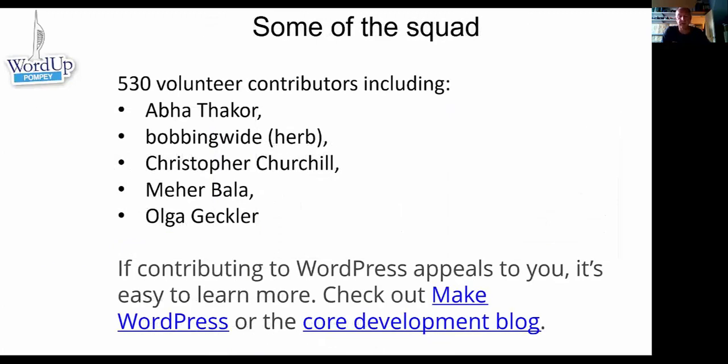So here we go. 530 people contributed to WordPress 5.8. And some of those people are WordPress Portsmouth Meetup attendees, Abba, myself, Bobbin Wise, Christopher Churchill, Maya, and Olga. Abba, did you say Olga's in a super contributor section? Myself, Mahar, and Olga are significant contributors this time.